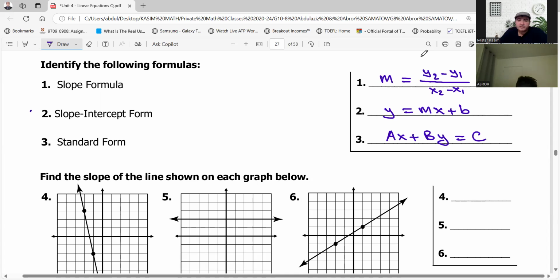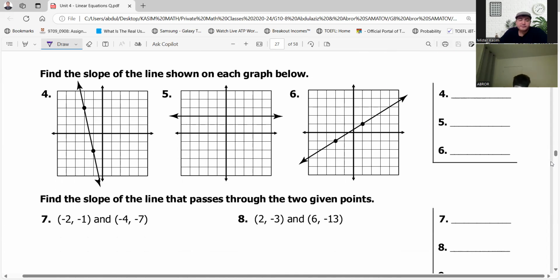Okay. All right. Read the question. Find the slope of the line shown on each graph below. What is the slope of the first line? Question 4. 2 over 3. Negative or positive? It should be negative, right? Why 2? This is 1, right? Rise 1, run 1, 2, 3, 4, 5. It is negative 1 over 5, right? Come on, Abror, wake up.